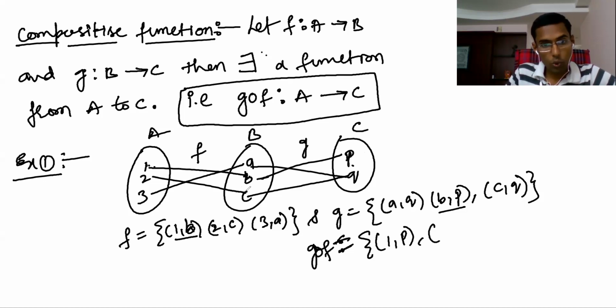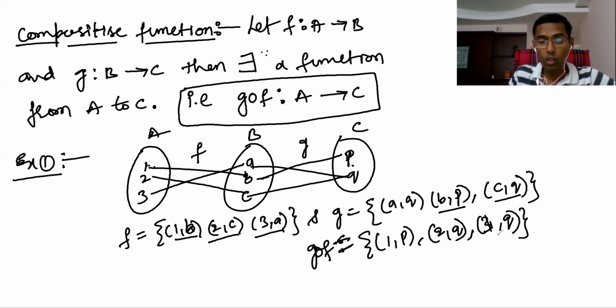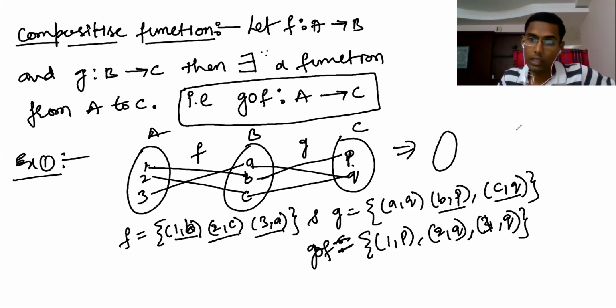Then the image of 2 is c, and the image of c in C is q. So that means 2c, cq, that means 2q. So here also you can say 2c, here cq. So what can you write? 2c, cq is 2q. So I wrote 2q. Then 3a and aq, so that is 3q. So from this you can simply write it like this.